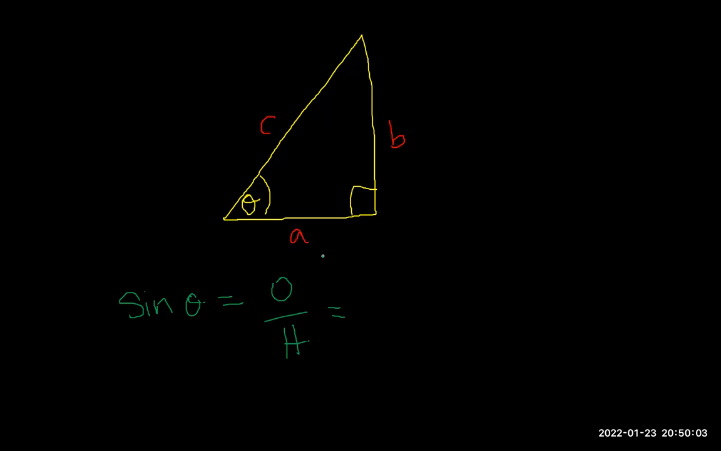Okay, let me do this again. Sine theta is opposite on hypotenuse. But in terms of sides A, B, and C, which side, A, B, or C, is opposite to theta? B, side B. B is opposite.